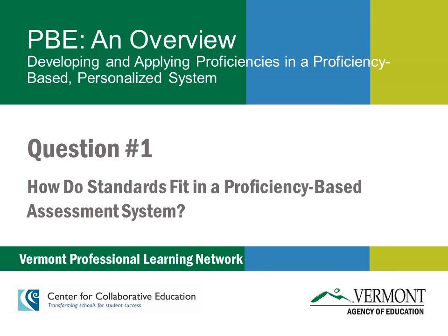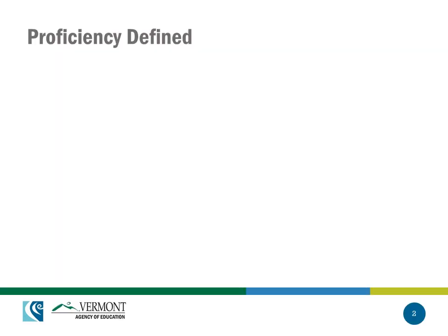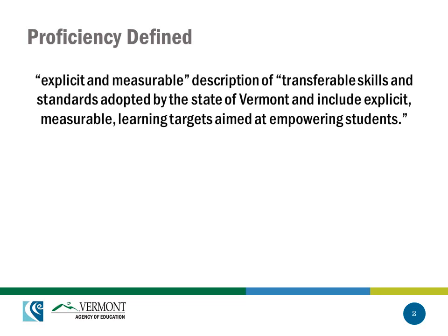Before we begin to address the process of proficiency development, we need to understand how standards fit in a proficiency-based assessment system. What do we mean when we say proficiency, and how does that relate to standards? According to the Vermont Agency of Education, a proficiency is an explicit and measurable description of transferable skills and standards adopted by the state of Vermont and include explicit measurable learning targets aimed at empowering students.